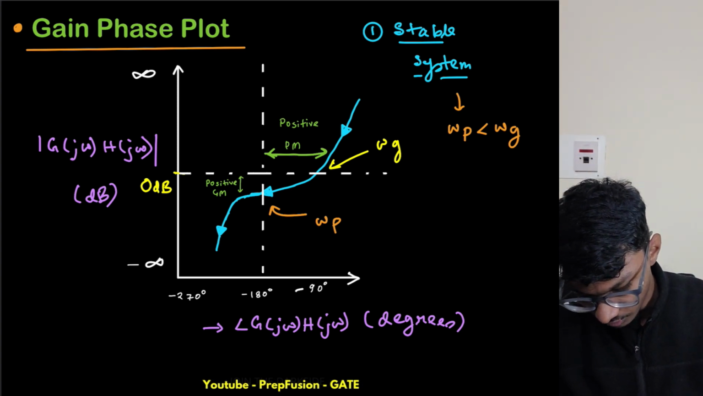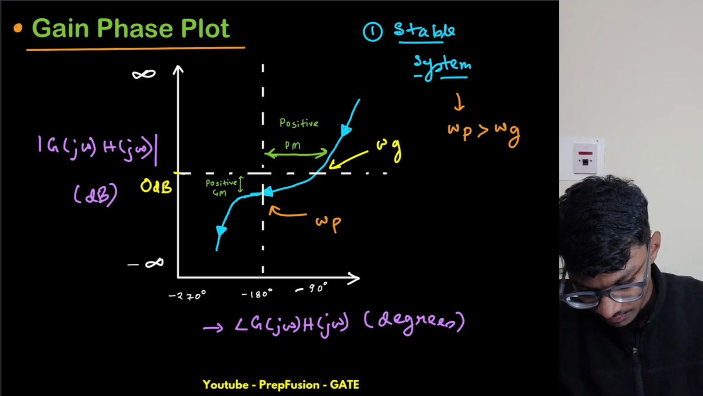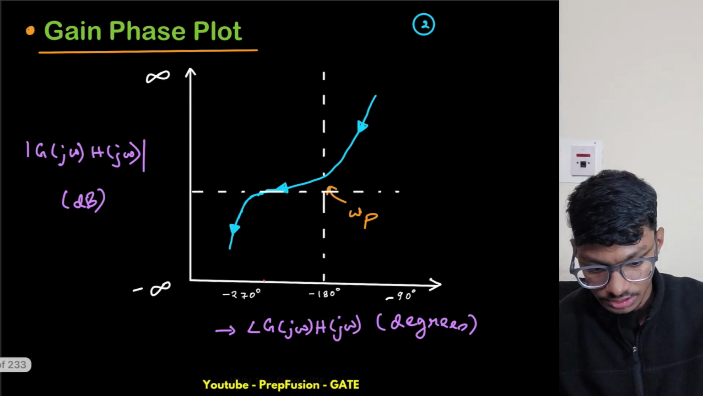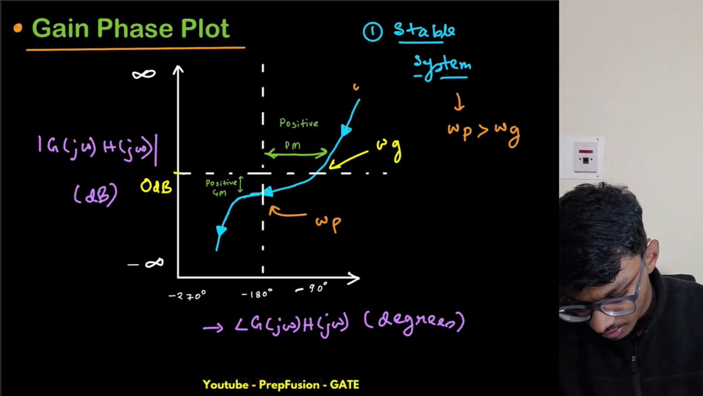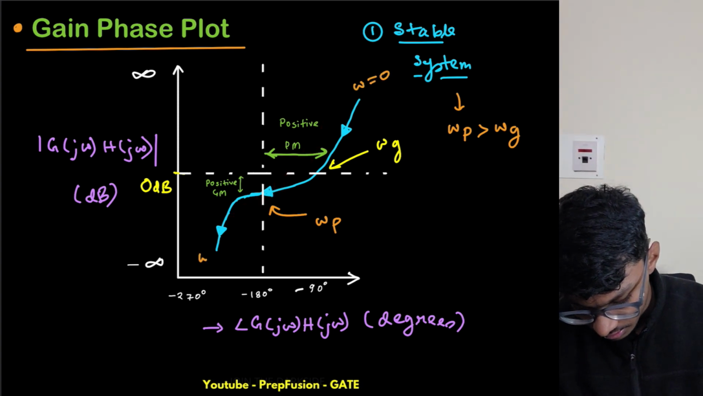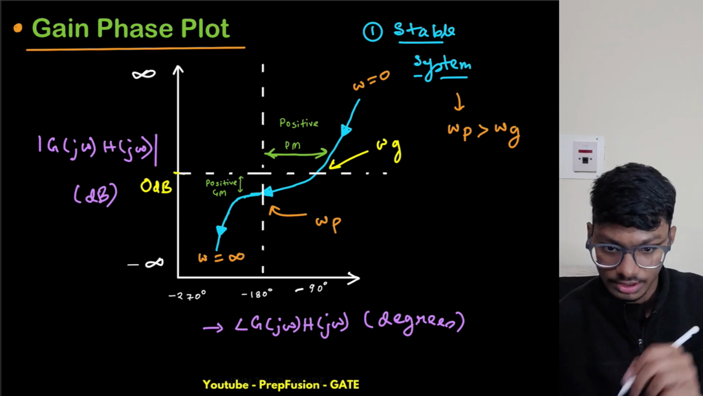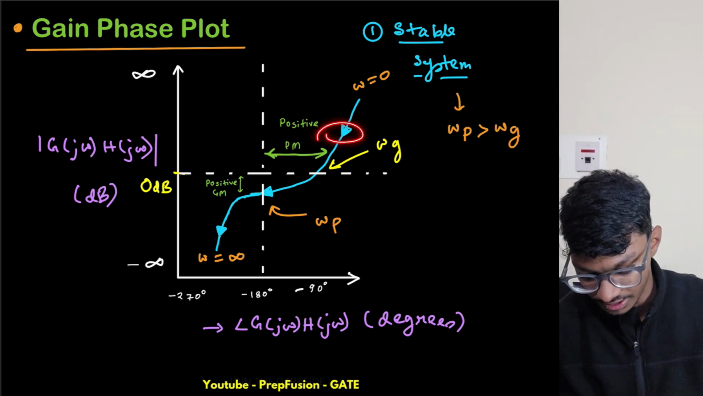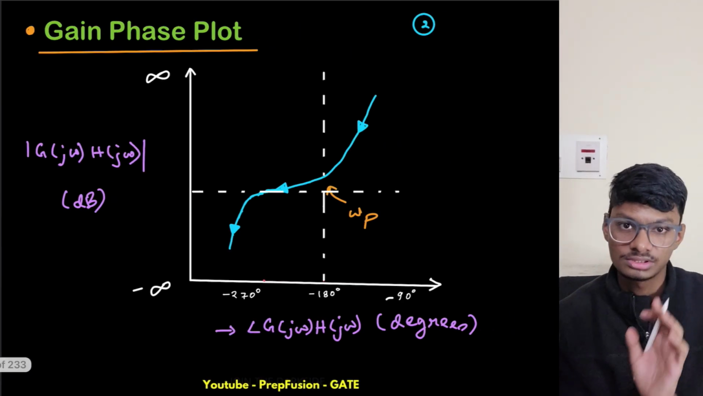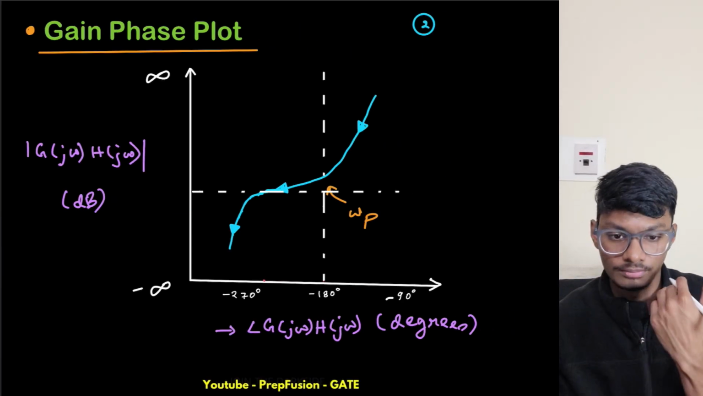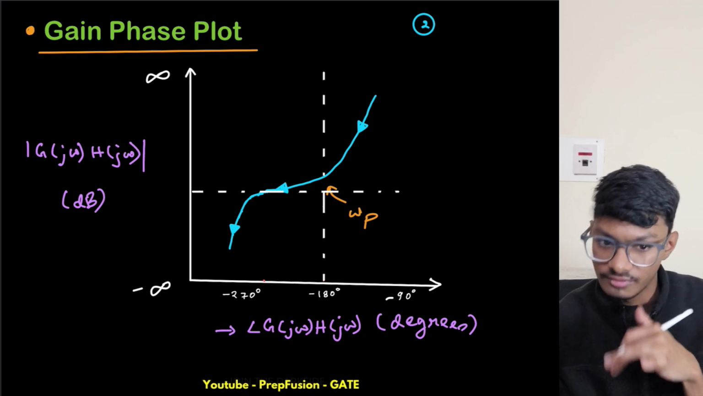Sorry, I wrote this one wrong. This is omega p is greater than omega g. As omega is increasing, from omega equals 0 here to omega equals infinity, it is varying like this, as mentioned by the direction itself. These are just a few examples that I want to take to teach you how to plot a gain phase plot.